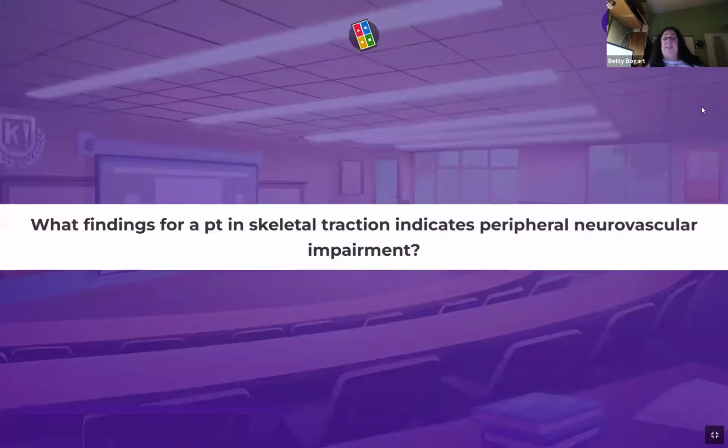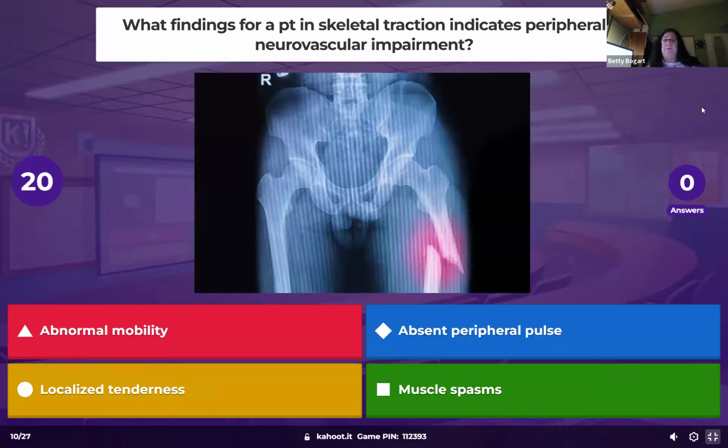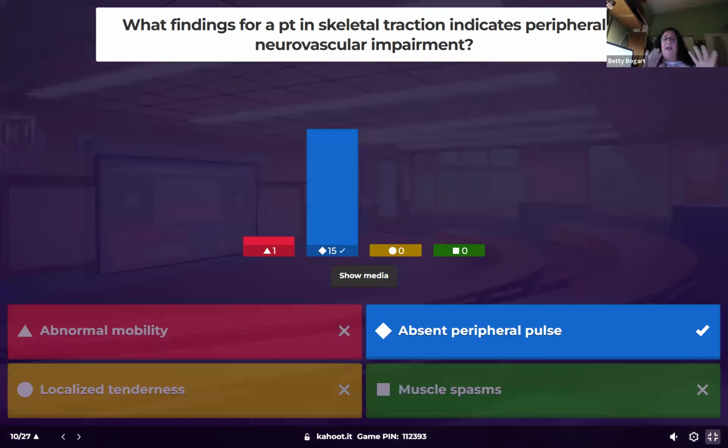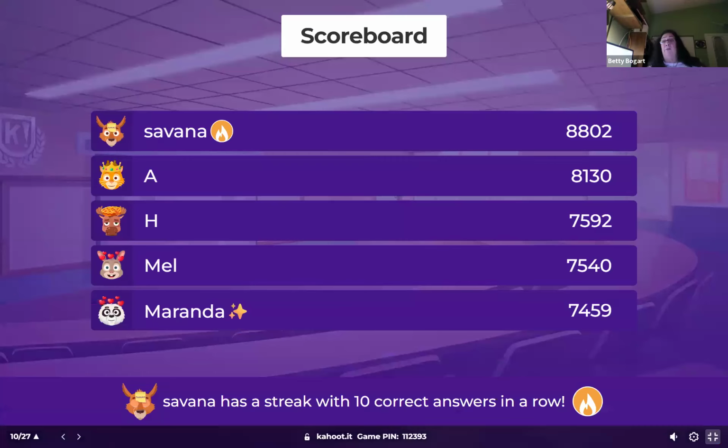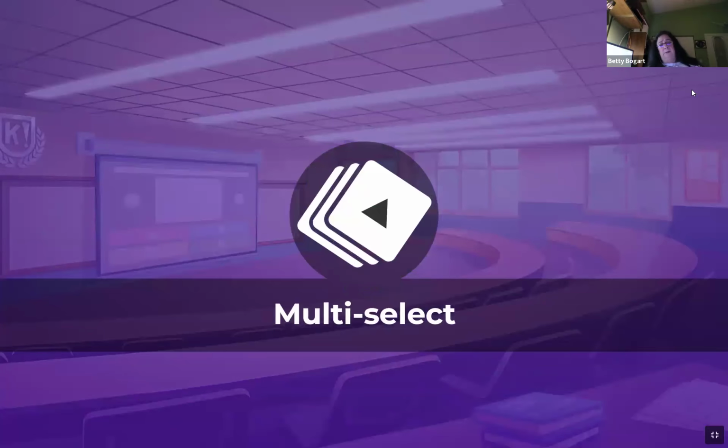What findings for a patient in skeletal traction indicate peripheral neurovascular impairment? So if there's an impairment, there's pallor, there's pain, there's paresthesia, all of that. Now if there's no pulse, you're in trouble. That's an emergency. Call the doctor immediately. We need to get that blood supply.